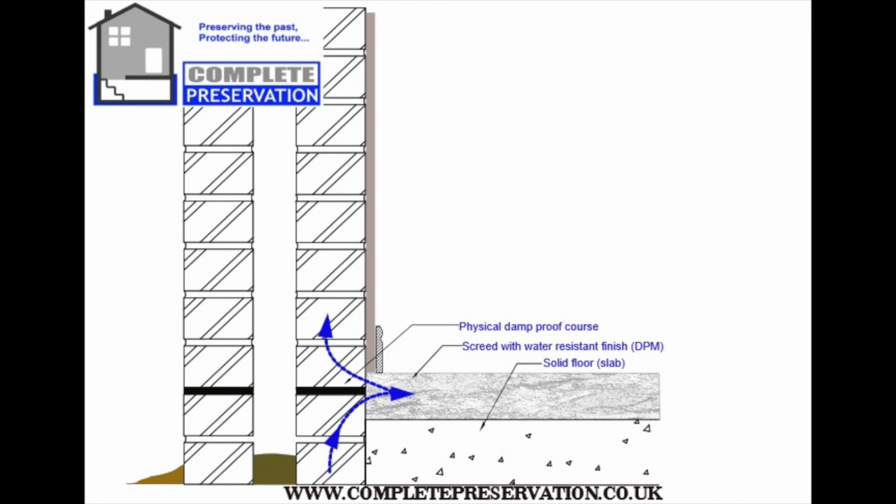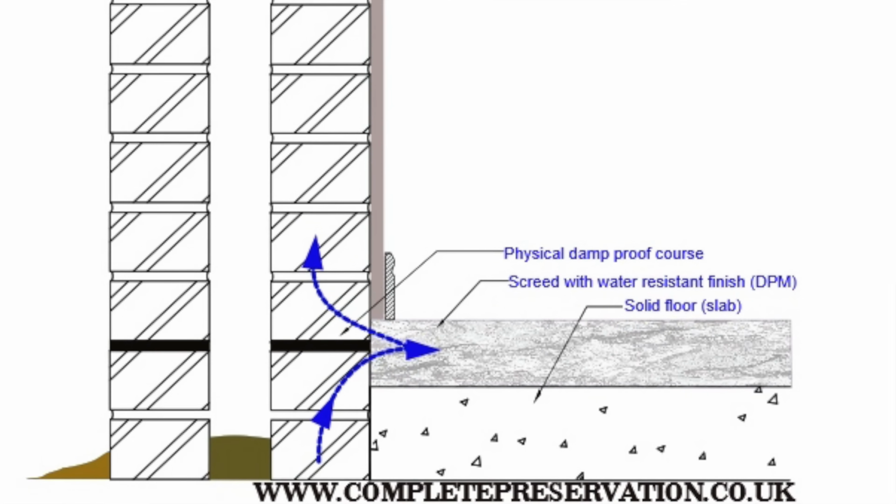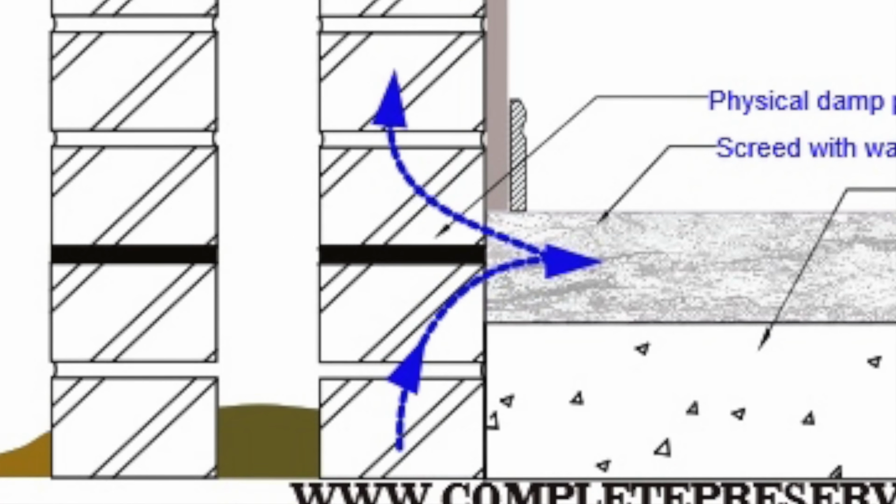Right, so in this one here you can see the damp-proof course is actually being bridged by the floor screed, but it could also be the concrete floor, because not all floors have a screed, especially in older properties. So again, quite a common problem. You can see the blue line where the moisture is rising into the floor and then back up, bypassing a damp-proof course where it's being bridged.